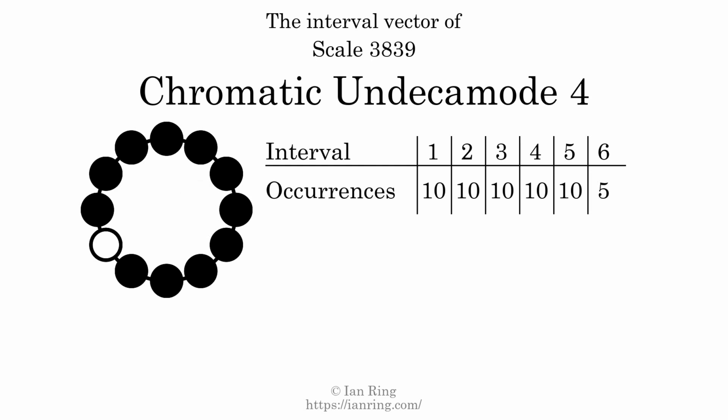There are 5 intervals with the size of 6 semitones. They are here, here, here, here, and here. Each interval does not appear in this scale a unique number of times, so this is not a deep scale.